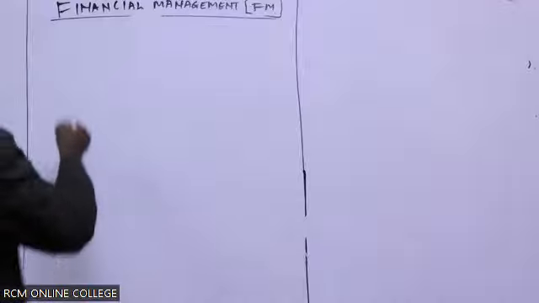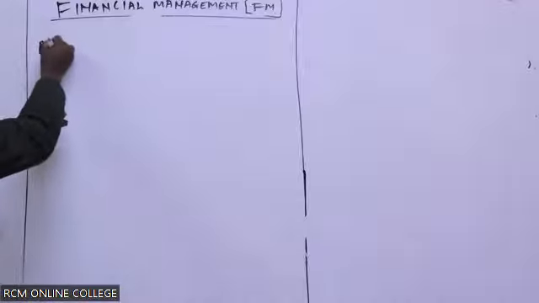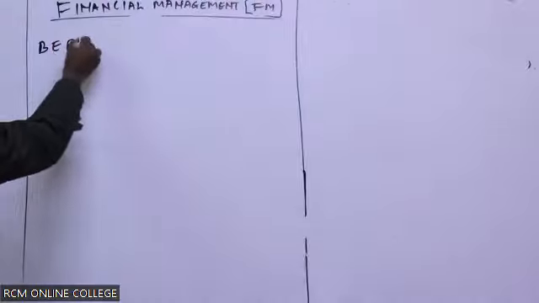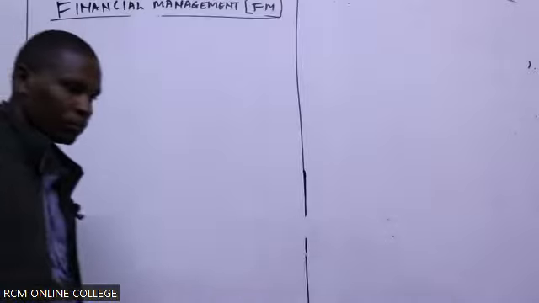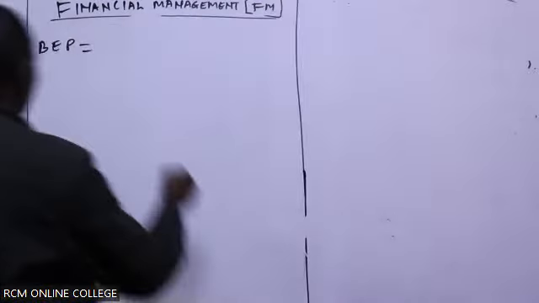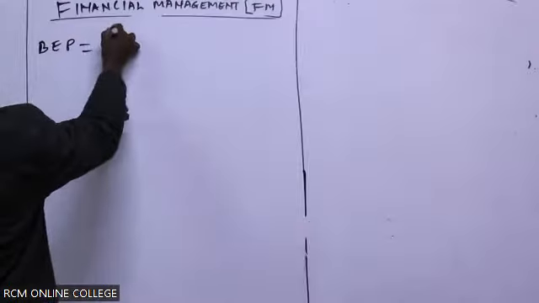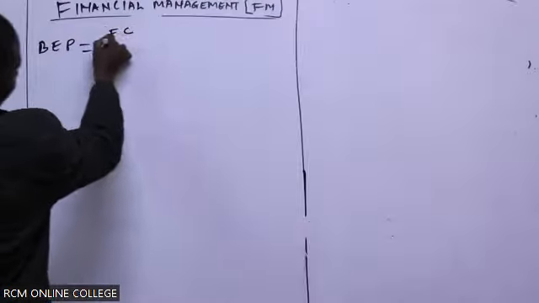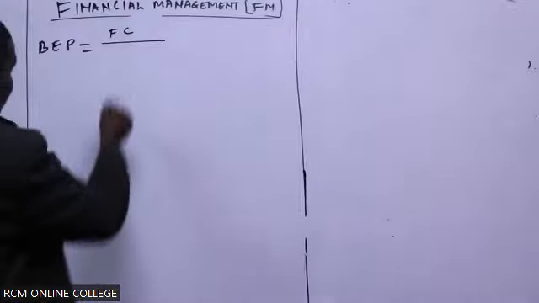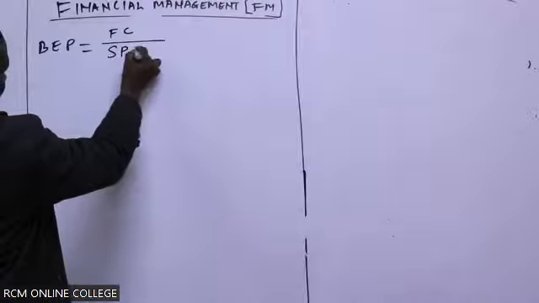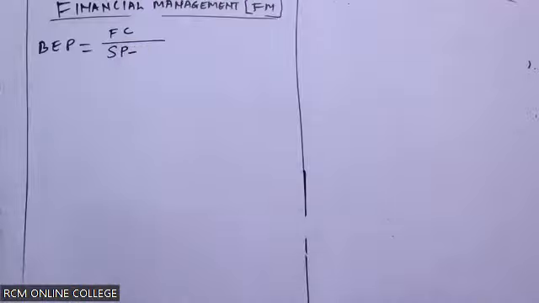Break-even. So you say break-even point. Who can guess our formula for break-even now? So you say it is given by fixed cost divided by whatever the examiner has given us here. You can see we have selling price minus the variable cost. Do we have variable cost? Yes, we have variable cost.